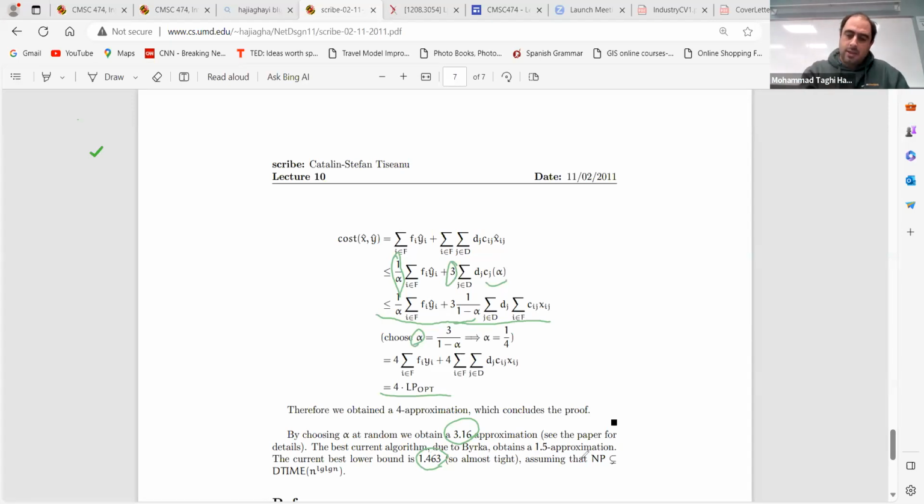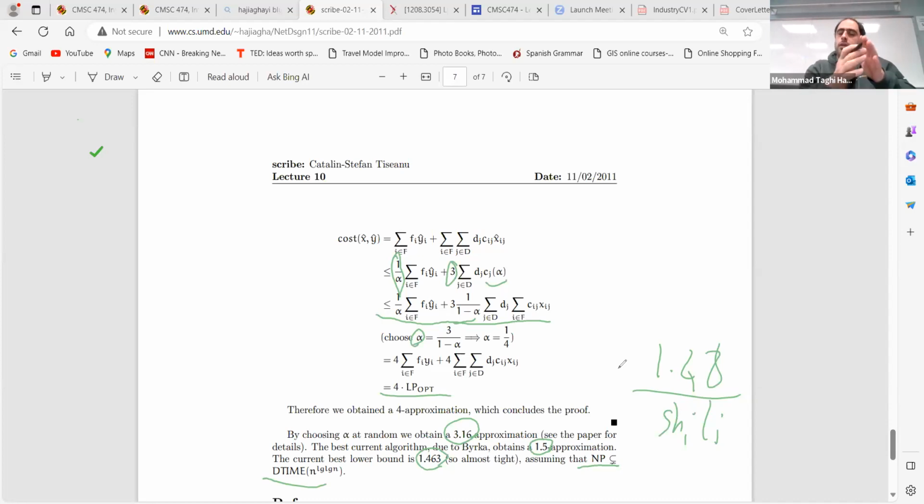And this is under the assumption that NP is not a subset of deterministic time n to the polylog n, which is quasi-polynomial time. So essentially, we cannot solve NP in quasi-polynomial time. It is some reasonable complexity assumption. Before, the previous one was by Byrka, who had 1.5, and now there is 1.48 by Li. I think this is the best current one, and the lower bound is 1.46. There might be some slight improvement, but anyhow, we are very close now.